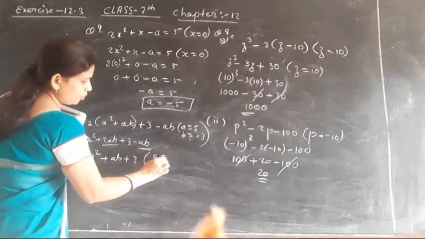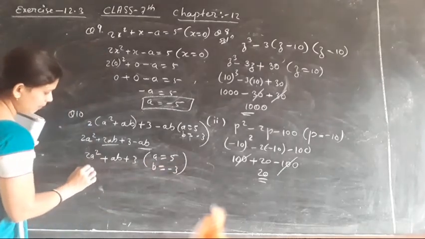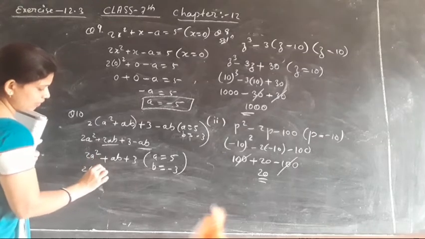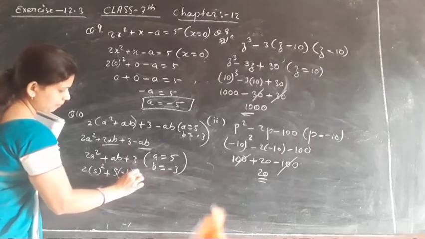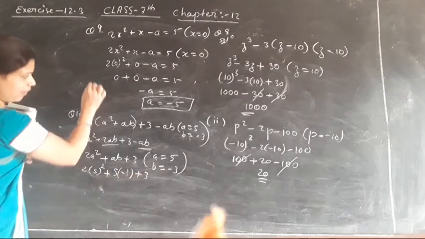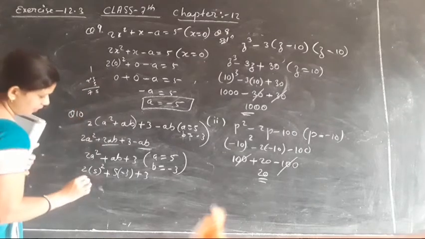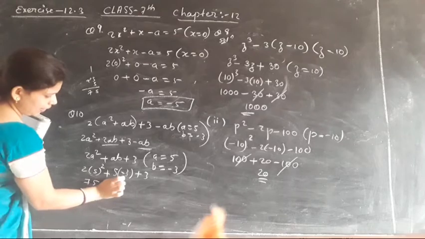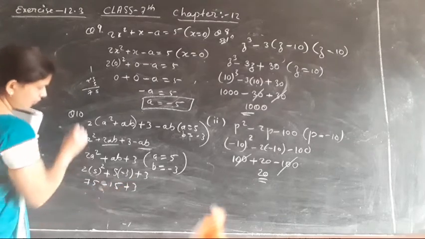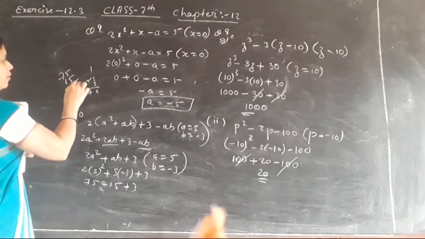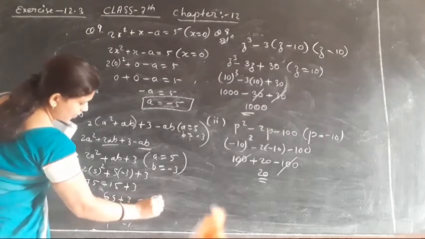Now what you have to substitute? The value of a, 5, has to be put and the value of b, minus 3, has to be put. Wherever a is there, you will put 5. As a square is there, that means 5 square will be there. a is 5, b is minus 3, plus 3. So 5 into 5 is 25. 25 into 3 will be 75. So here directly I will write the answer 75. Here it will be minus 15 plus 3. So 75 minus 15 is 60, 60 plus 3, the answer will be 63.